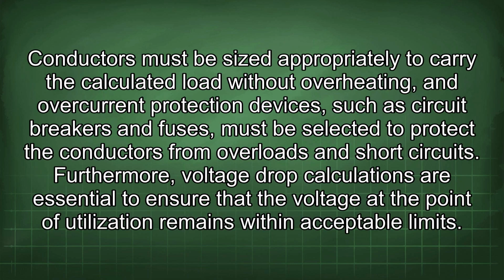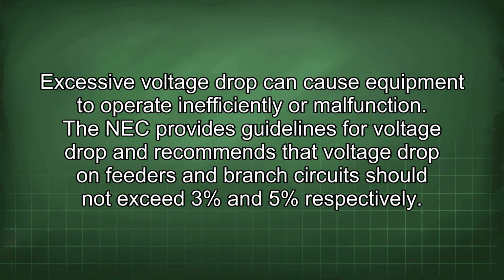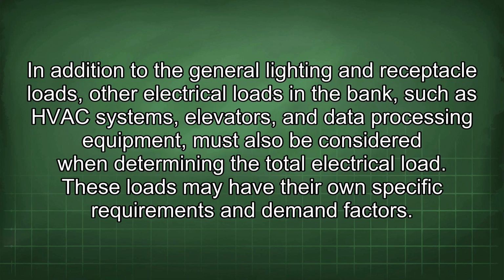Conductors must be sized appropriately to carry the calculated load without overheating, and overcurrent protection devices, such as circuit breakers and fuses, must be selected to protect the conductors from overloads and short circuits. Furthermore, voltage drop calculations are essential to ensure that the voltage at the point of utilization remains within acceptable limits. Excessive voltage drop can cause equipment to operate inefficiently or malfunction. The NEC provides guidelines for voltage drop and recommends that voltage drop on feeders and branch circuits should not exceed 3% and 5% respectively.